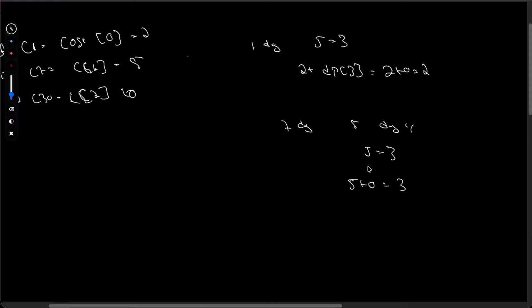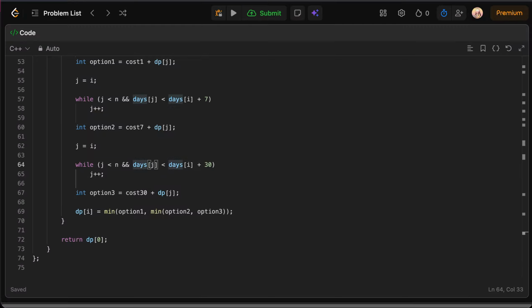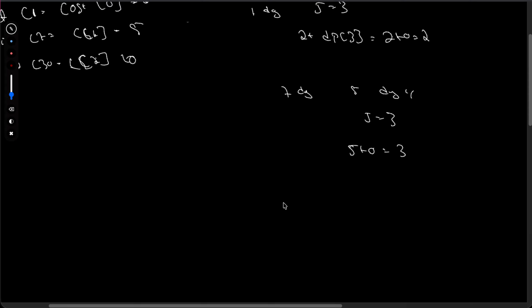Now see this line, the 30 day pass. The 30 day pass covers day 5, and the next uncovered day is j equal to 3, so option 3 is 10 plus 0, it is 10. So for dp of 2 the options are 2, 5, 10, so the minimum is 2.